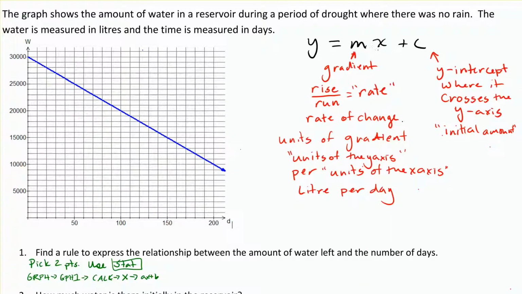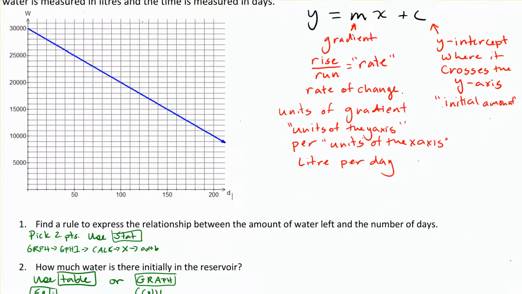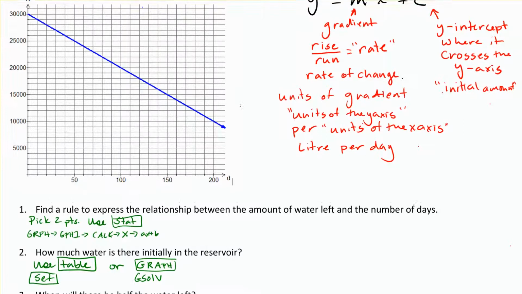the number that goes with the x variable is going to be your gradient. That will be your rate. And the constant out the back is going to be your y-intercept, and that is your initial amount, and also using the graph to read these things as well. So the first question, they ask us to find a rule of the relationship here.